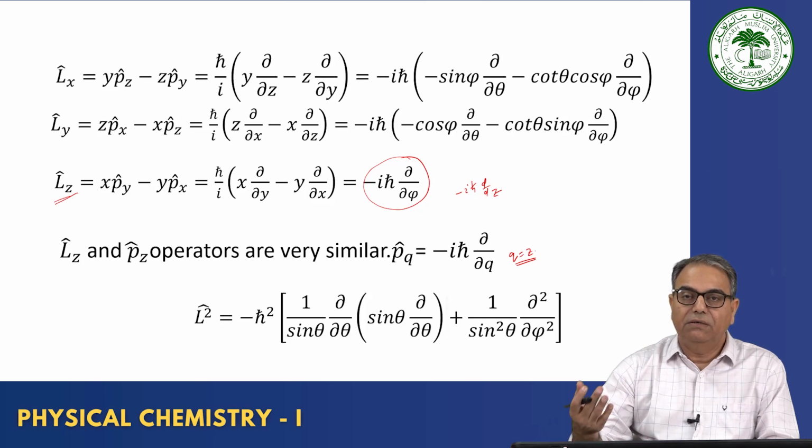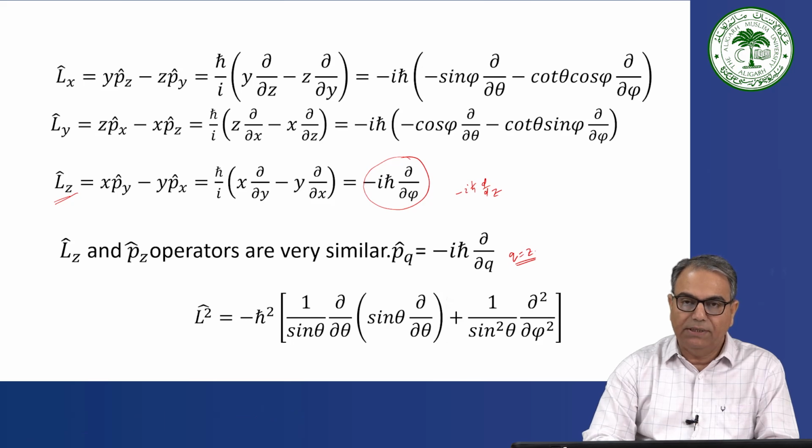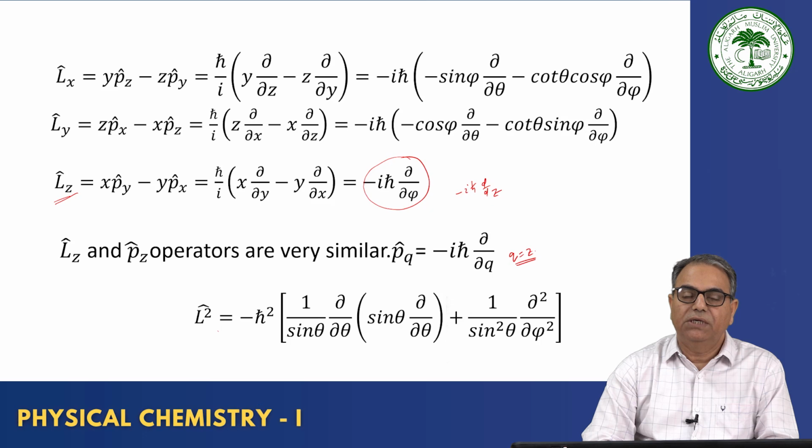And what is the formula for the total orbital angular momentum in spherical polar coordinates? For total orbital angular momentum, the relationship is minus h cross square times 1 by sin theta del by del theta sin theta del by del theta plus 1 by sin square theta del square by del phi square. If you remember, this was part of the Schrodinger wave equation in spherical polar coordinates.